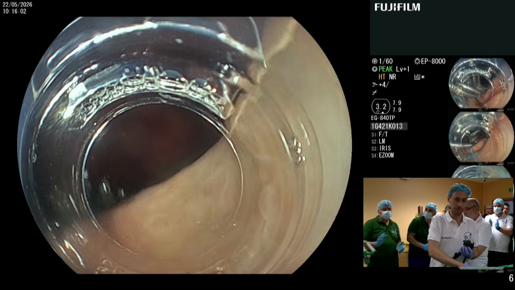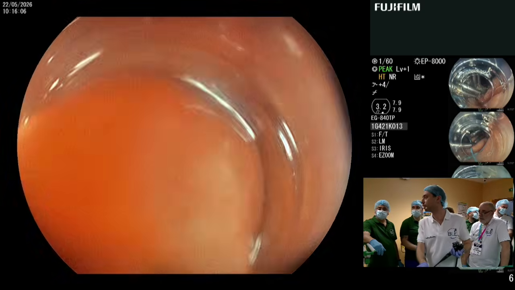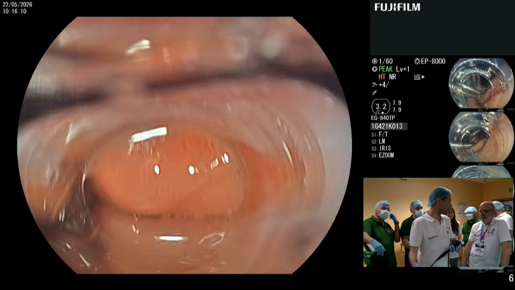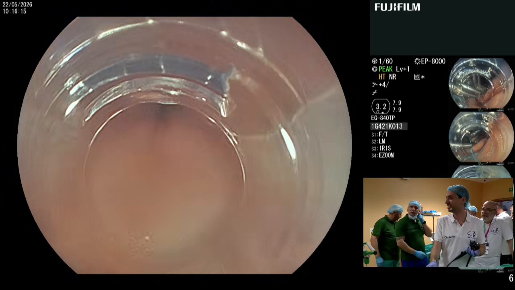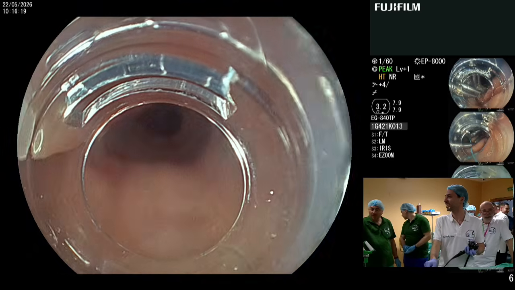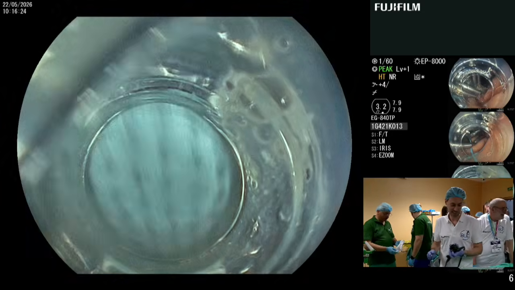All right, now we're done. Do we need tomorrow CT scan? Tomorrow CT scan without contrast, and then with oral contrast, in case the patient is okay.